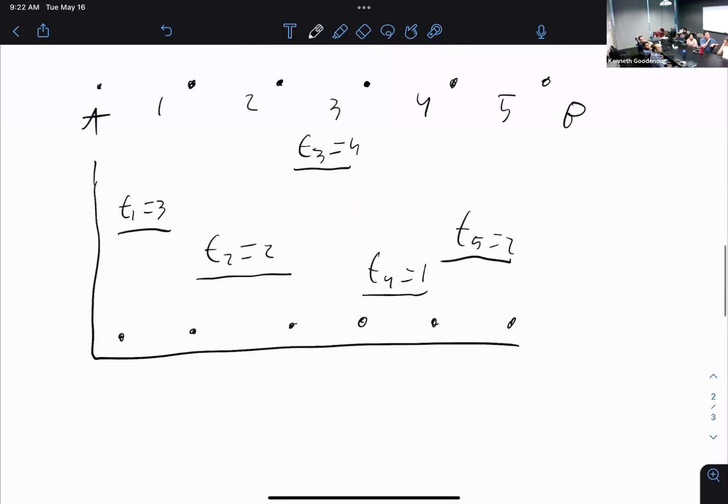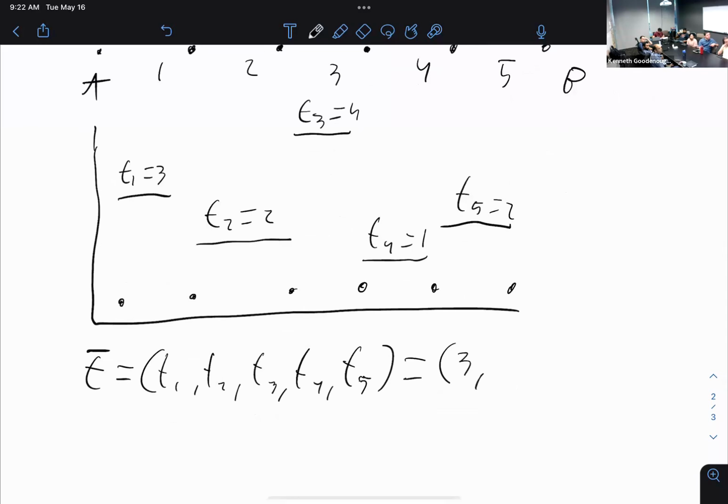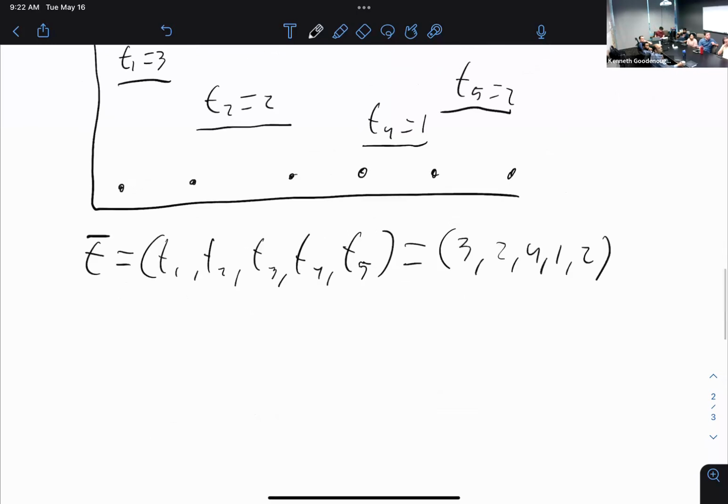And let me capture this information into just a single object. I'm going to define a t bar, and this is going to be a sequence of numbers, t1, t2, t3, t4. And in general, this will go up to n if I have n links, but in this case, it just goes up to 5. So for this specific instance, I have 3, 2, 4, 1, 2. Any questions about this? So what this t bar really indicates, it indicates a specific instance of me running this protocol.